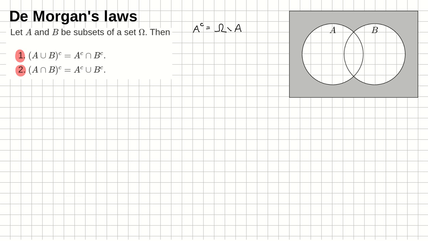Before we get into a proof of one of these, let's take a quick look at what I've got on the right of the screen. There is a Venn diagram in which the big rectangle is supposed to represent this larger set omega of which A and B are subsets, and the grey shaded area illustrates one of De Morgan's laws. As usual, you should pause the video now and figure out which one of those two laws is being illustrated.